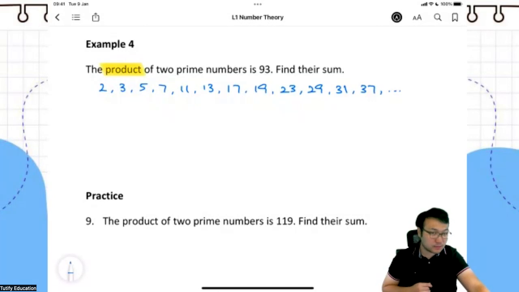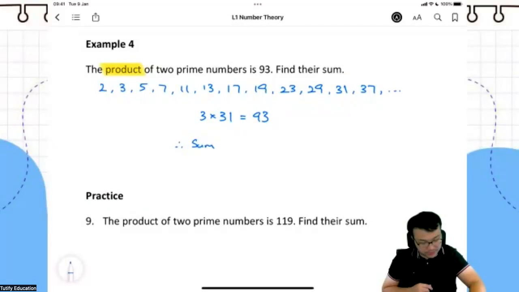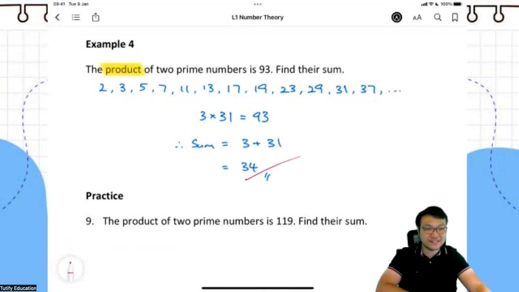Okay, Claudia, I give you a hint. One of them is the number 3. 3 times 31. Yes, okay. 3 times 31 is 93. And therefore, what is the sum of the 2 numbers? 34. Yes. Easy or not? You got it? Well done, Claudia. So, students, this is how we do it.